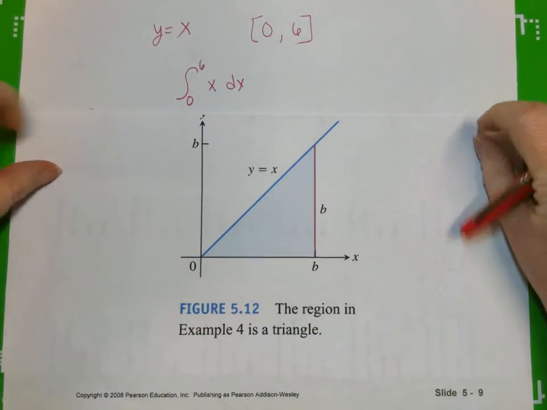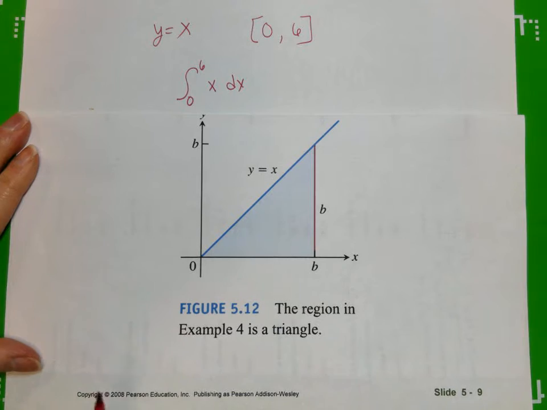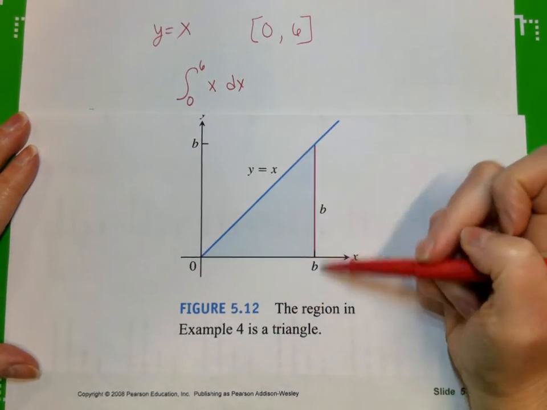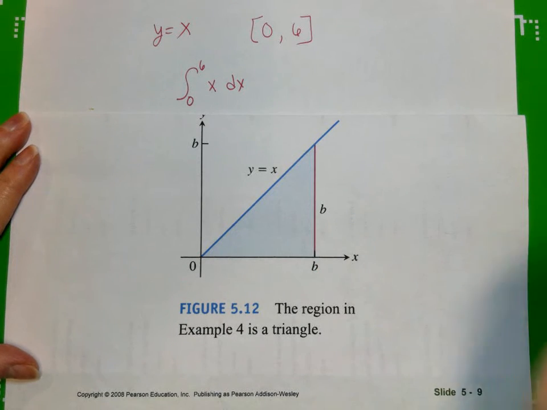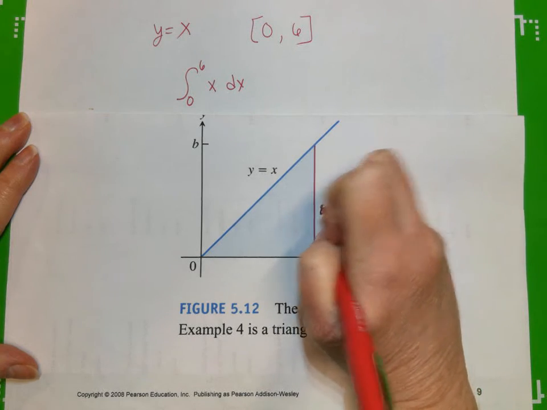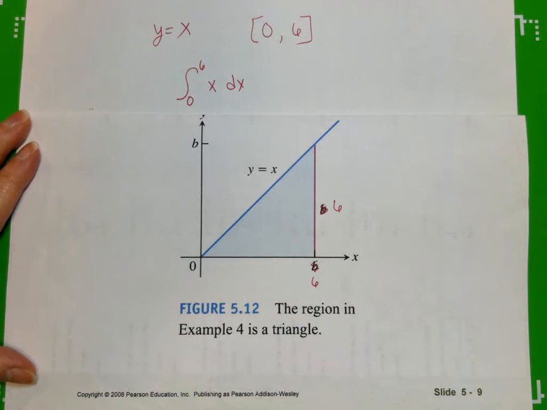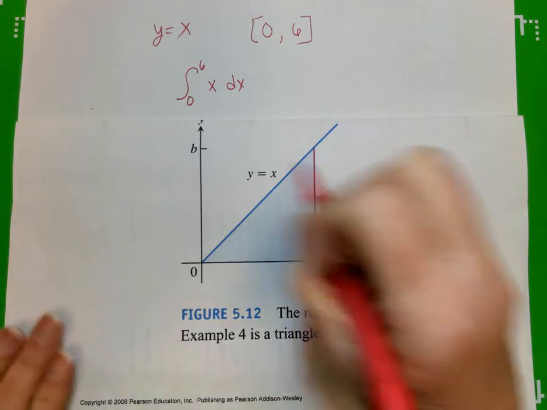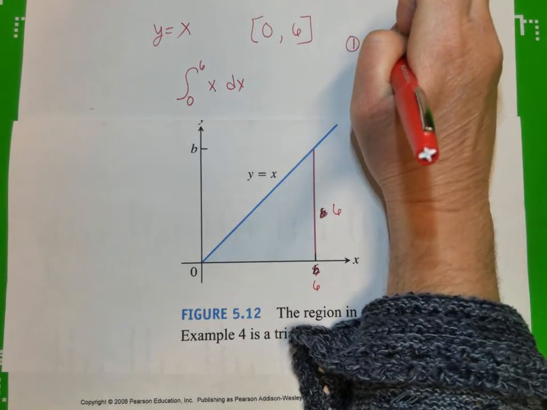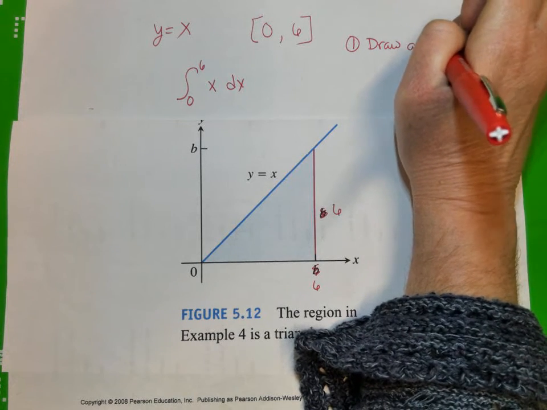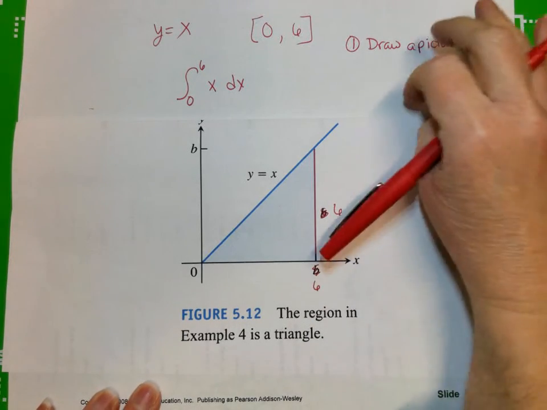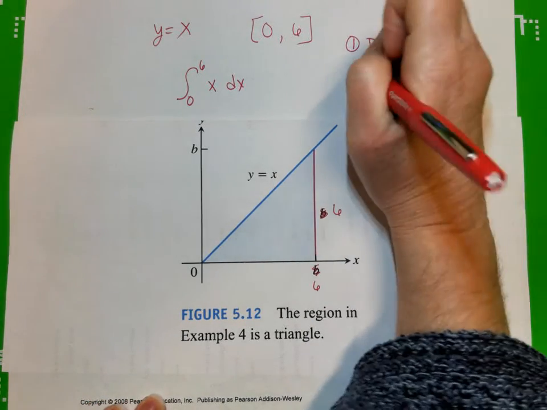Alrighty. If you take a look, this is a generic picture of the equation y equals x. It goes through the origin, and they put an arbitrary point B. We're going to do this a little differently. We're going to change this to a 6, which makes that have a height of 6 since y equals x. So first we draw the picture. Step 1, draw a picture. Then look it over really good and see if we know any formulas.